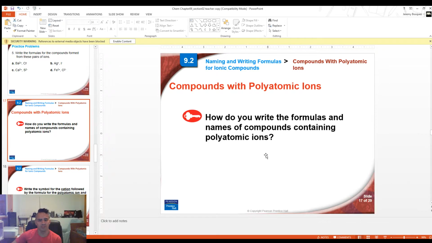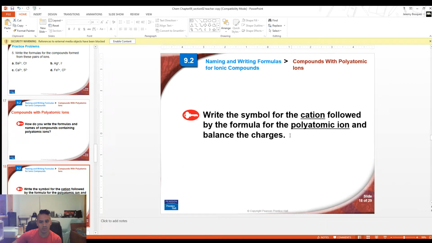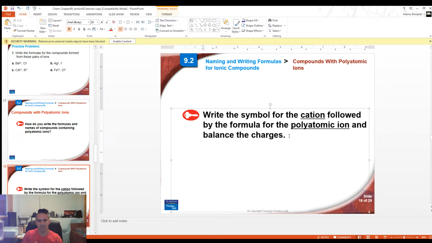As for writing formulas for compounds containing polyatomic ions, we're basically going to do the exact same thing. The only difference is that when we write the formula with the polyatomic ion, we have to have parentheses around the polyatomic ion to show it. Okay, so it's like in its own little bubble. So we're still going to write the cation first, the polyatomic ion second. We still have to balance charges. So here's an example for you.